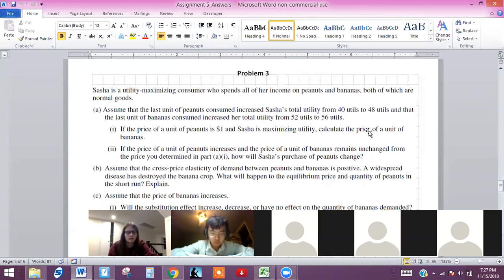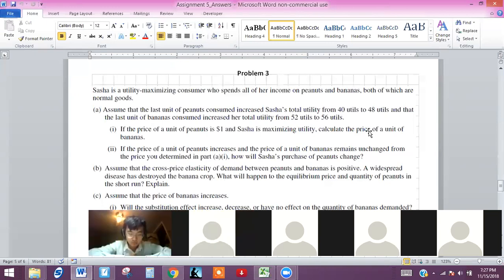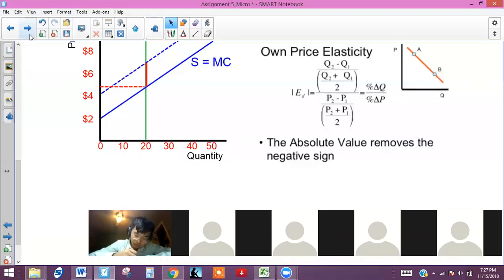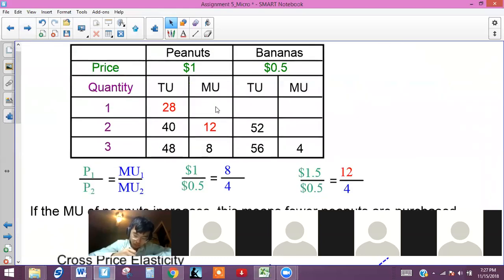So what I did was create my own table so I could see it easier, and I added some things. I used the total utils here, going from 40 to 48 and from 52 to 56 for peanuts and bananas. And this I did not know, I did not know what that was.